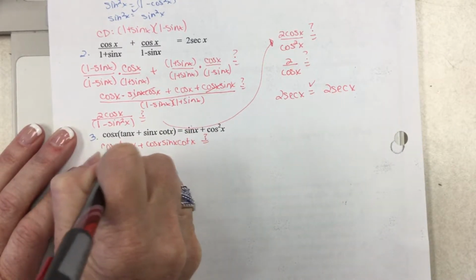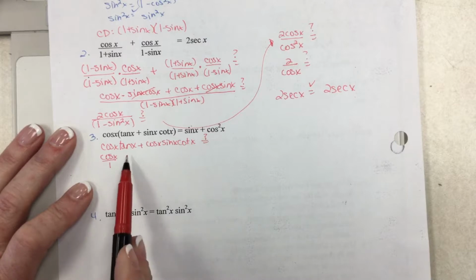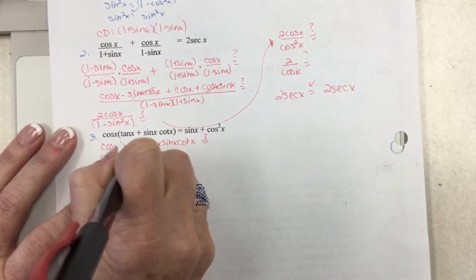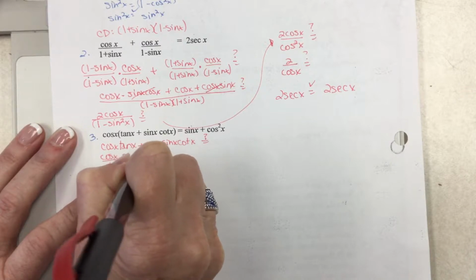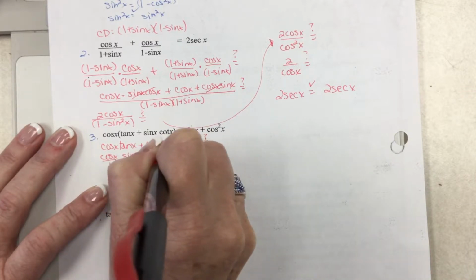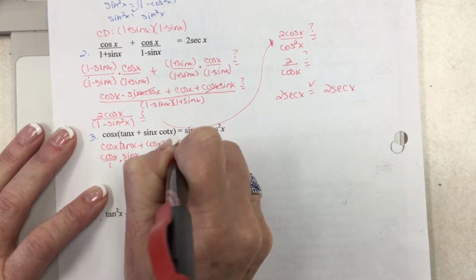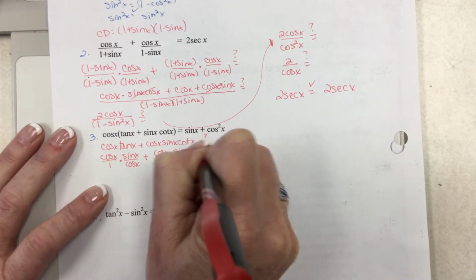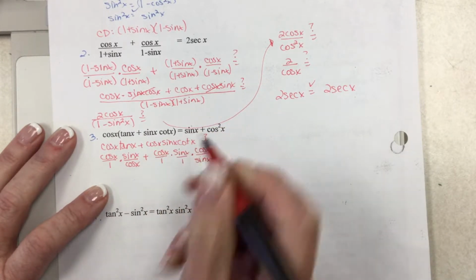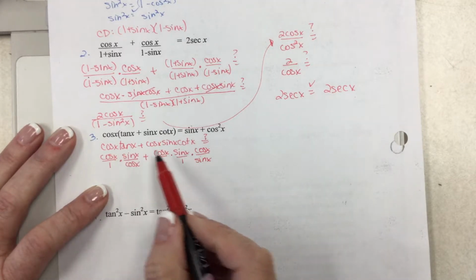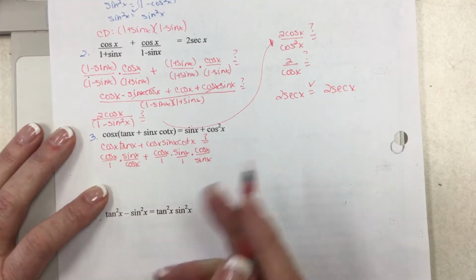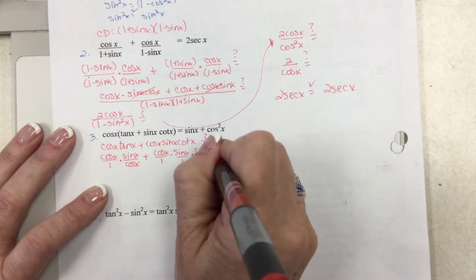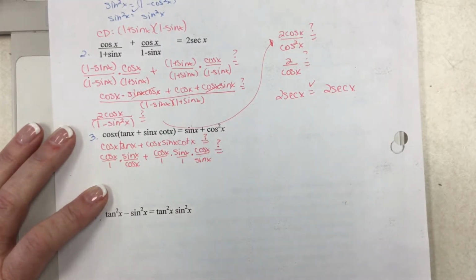So cosine x, I'm actually going to put it over 1 since tangent and cotangent are fractions themselves. So it becomes sine x over cosine x. Cosine x over 1 times sine x over 1 times cosine x over sine x. Now granted, I've done this a couple times, so knowing cotangent and tangent real quickly, but you are welcome to be pulling out your identity sheet on that to double check that.